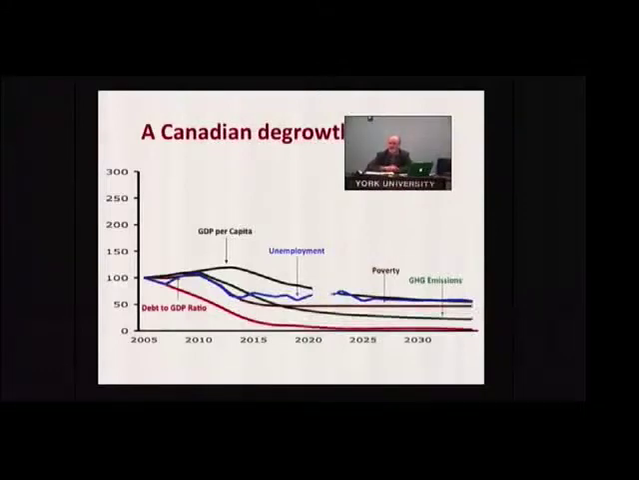So there you see a Canadian degrowth scenario where Canada's GDP per capita has been brought down to that level, 4 times the average that the world might be able to sustain. Unemployment has come down. It's a bit choppy, but it does get down to about 4%, which is low in Canada. Greenhouse gas emissions have come way down. That's very easy with a shrinking economy and a carbon tax. The human poverty index is way down. And still the government's debt to GDP ratio is very low.